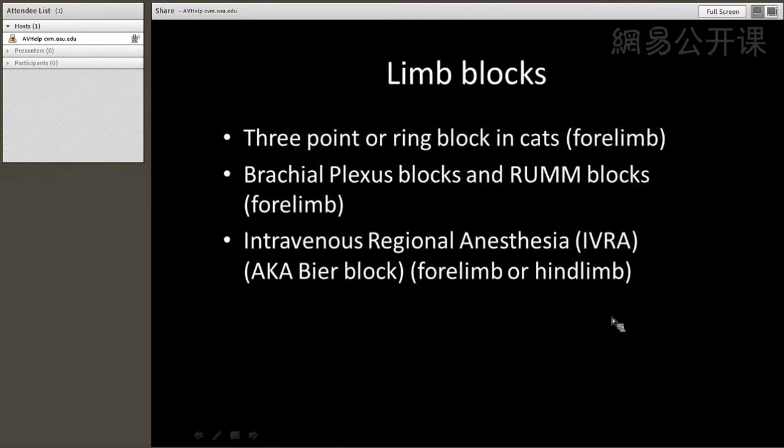Limb blocks are going to be the most common thing that you're going to do in private practice, especially 3-point blocks or ring blocks in cats. You can do brachial plexus blocks and do them well in regular practice. There is a technique for performing what's called a RUM block, which stands for radial, ulnar, median, and musculocutaneous. And then we're going to talk about intravenous regional anesthesia, which is kind of my favorite. I think it's a little bit challenging, but it's pretty fun.